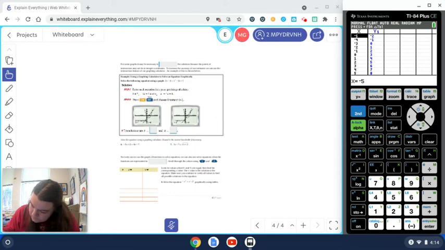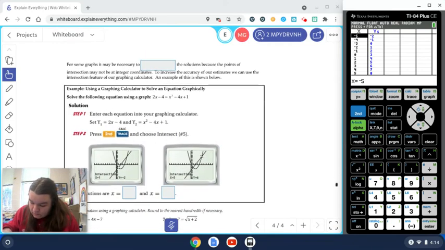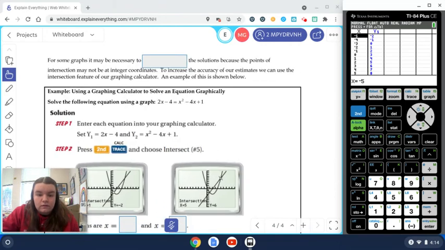Oh, it got stuck at the end. Okay, so this is the next page of your notes. So it says, for some graphs, it may be necessary to estimate the solutions because the points of intersection may not be integer coordinates, like if you get a decimal. To increase the accuracy of our estimates, we can use the intersection feature of our graphing calculator. An example of this is shown below.